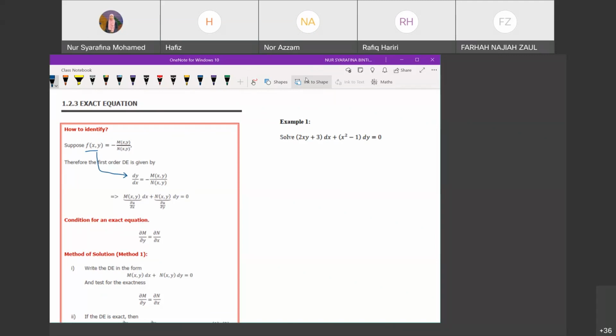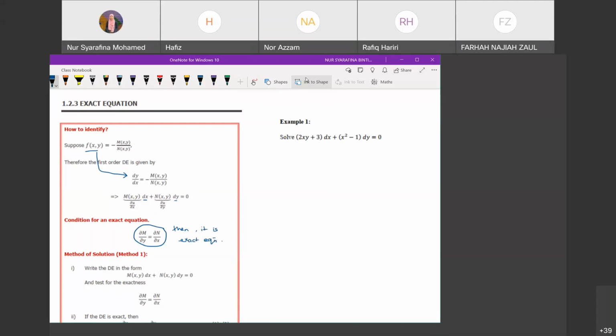Okay, then for an exact equation, if we can write M, a function of x and y, together with dx, and N, a function of x and y, together with dy, and if you can prove that del M over del y equals del N over del x, then we can say it is an exact equation. Okay, so how can we identify the exact equation? When del M del y equals del N del x. What is M? What is N? M is the function together with dx and N is the function together with dy.